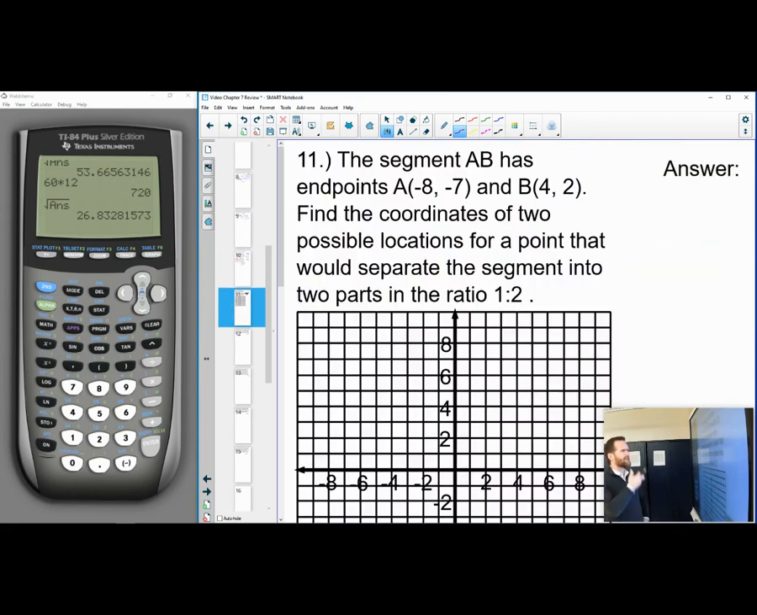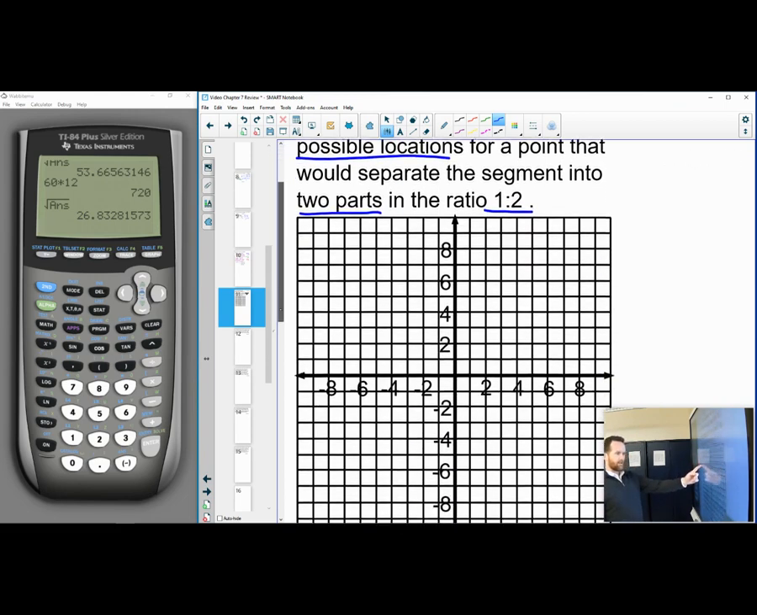The segment AB has endpoints A(-8, -7) and B(4, 2). Find the coordinates of two possible locations. Okay, we're looking for two locations here. So two possible locations for a point that would separate the segment into two parts, that's important, in the ratio 1 to 2. And they give us a nice graph to work with.